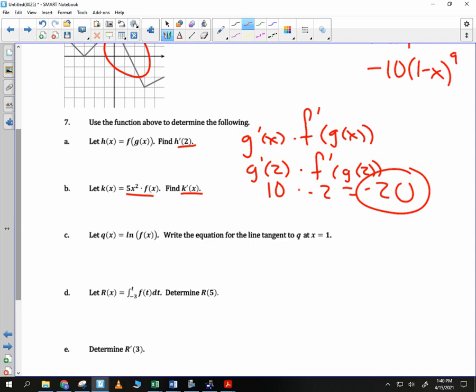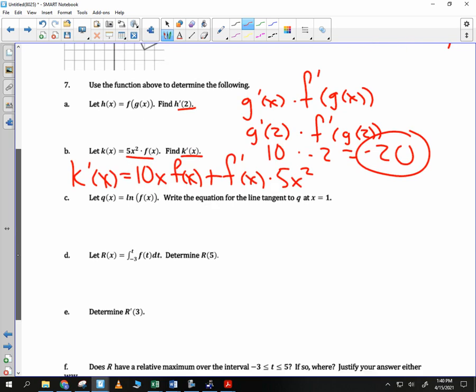The product rule. K prime of x is equal to, what will the first part of my product rule be? 10x times f of x plus f prime of x times 5x squared. Cool. So if they ask you to find, say, f prime of 3, you would just plug in 3 and do it. Looks like a complicated problem, but not too bad, is it?